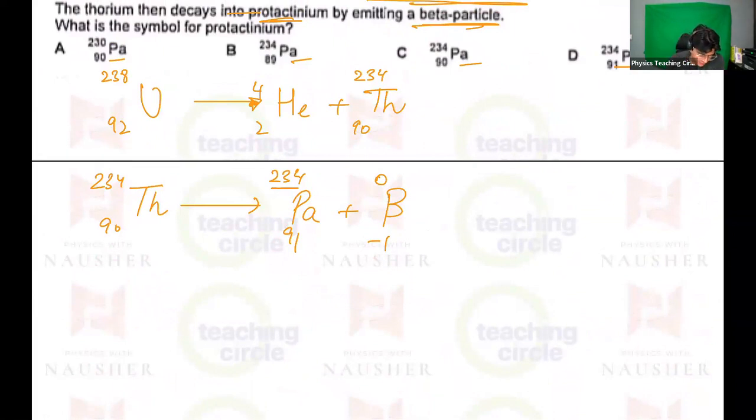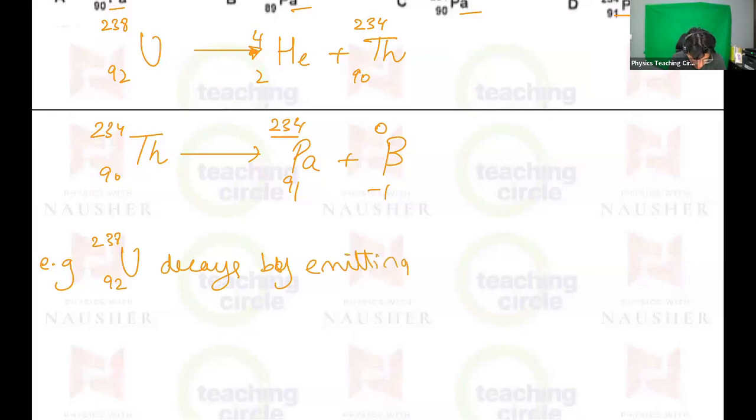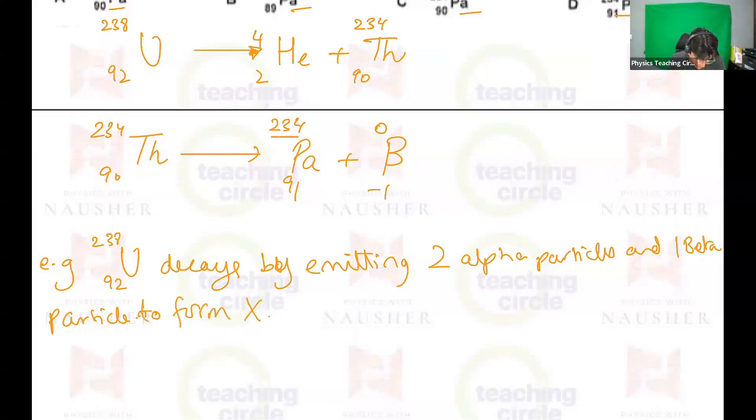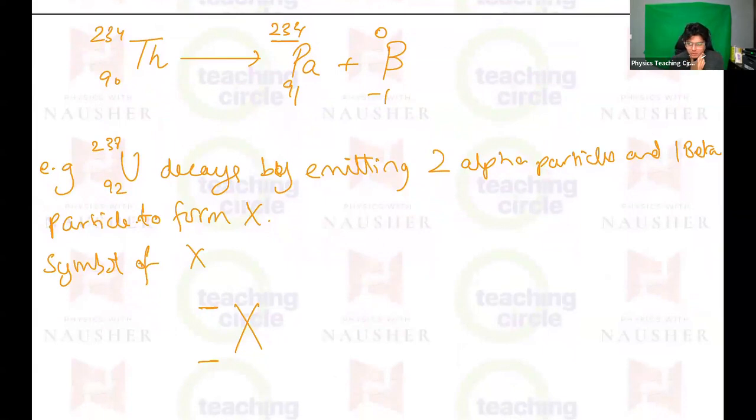Yes? All right. Now tell me, for example, if I say uranium-238-92 decays by emitting, write the question down, 2 alpha particles and 1 beta particle, to form X, you have to tell me the symbol of X. I want you to tell me what will be the mass number and what will be the proton number. Let's go, guys.